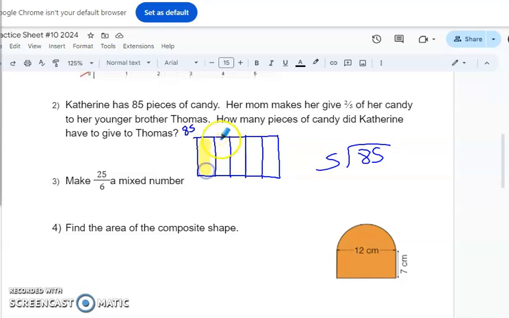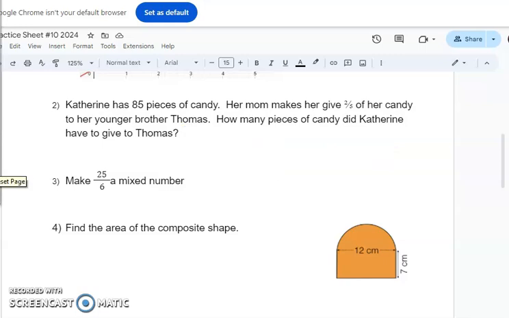I need 1, 2, 3/5. So whatever you get here when you divide, you put it inside. You can put it inside each of these, it's fine, but I only need to count 3 of them. So whatever you get, put it here and then count those 3, okay?